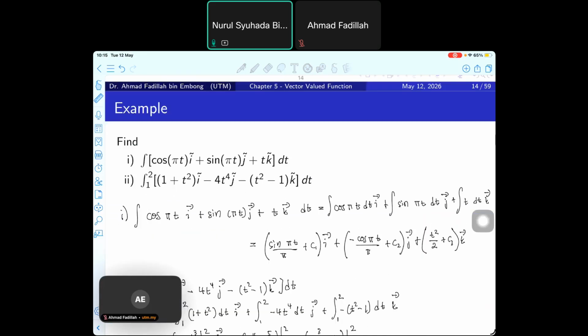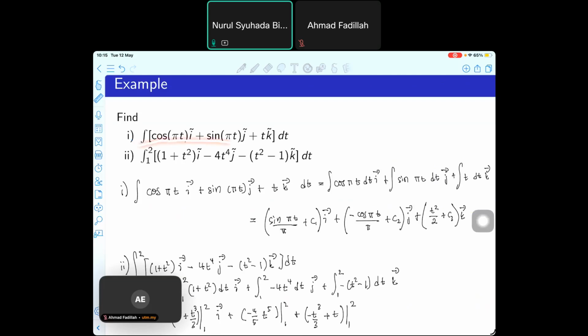Okay, so let us see one example on how to compute the integral of a vector. For example, we have the indefinite integral of cos pi t, sine pi t, and t. So I will write it one by one for you. The first integration is the integration of cos pi t. The next one is the integration of sine pi t. And the last one is the integration of t.